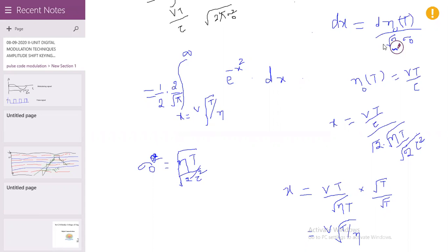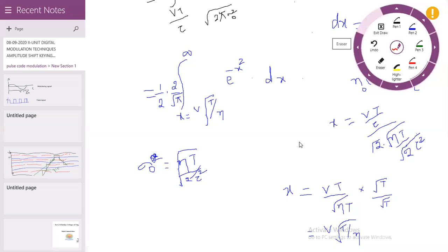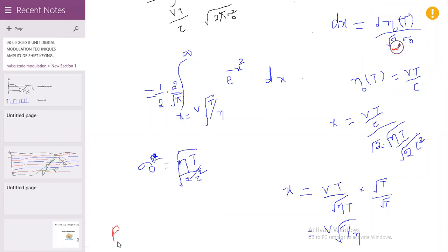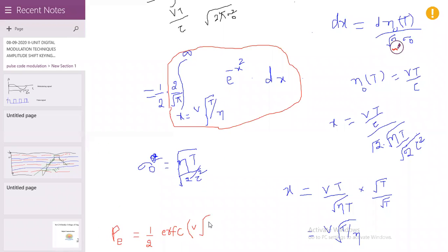Then the next important step is there. So therefore the probability of error P_E is equal to 2 by root pi, integration from x is equal to this term to infinity of e to the power of minus x square dx, is equal to, the standard equation, 1/2 into complementary error function erfc of, what is the x here? That can be v root of t by eta.